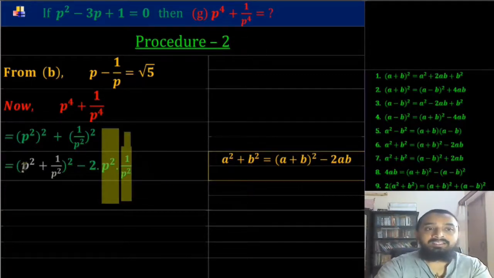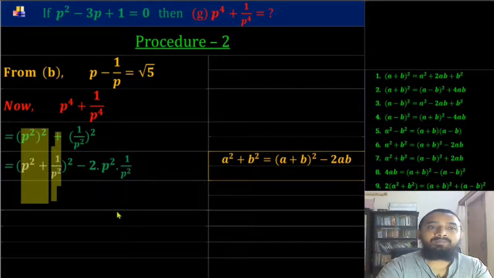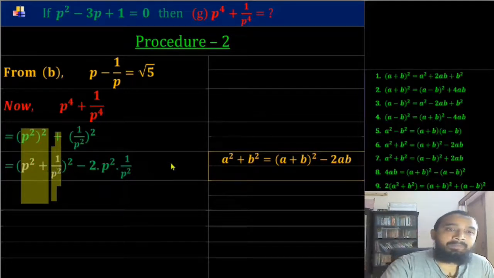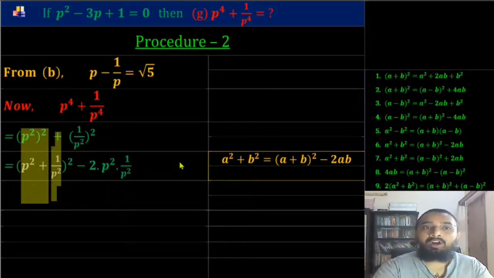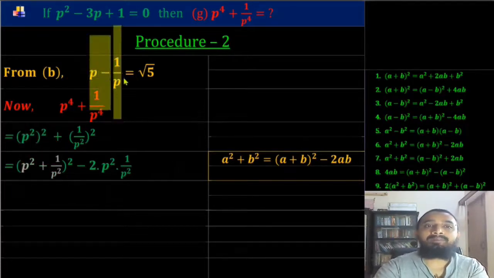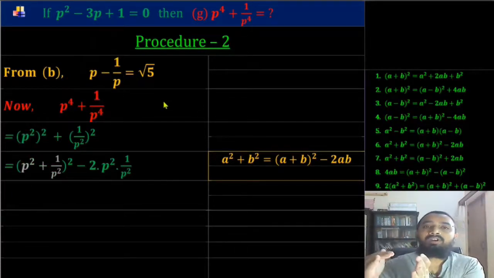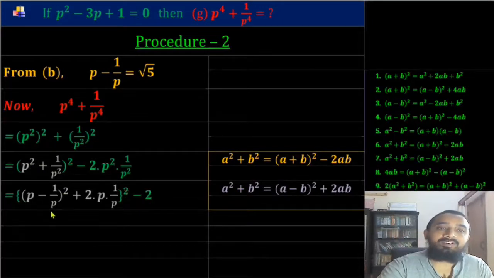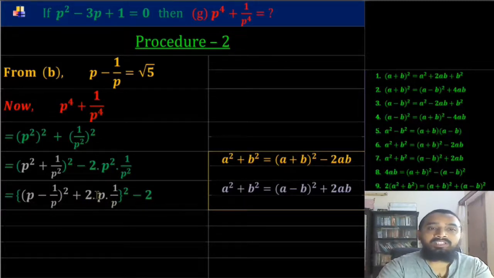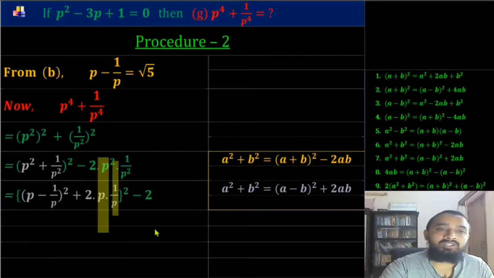Now look, for the inside part of the parenthesis, we will apply the minus corollary, that means (a − b)² + 2ab, because we're given the value of p − 1/p, which compares to a − b. So if we apply the corollary, we're going to get (p − 1/p)² + 2·p·(1/p), all squared, minus 2. Now this part vanishes, just like the previous one.